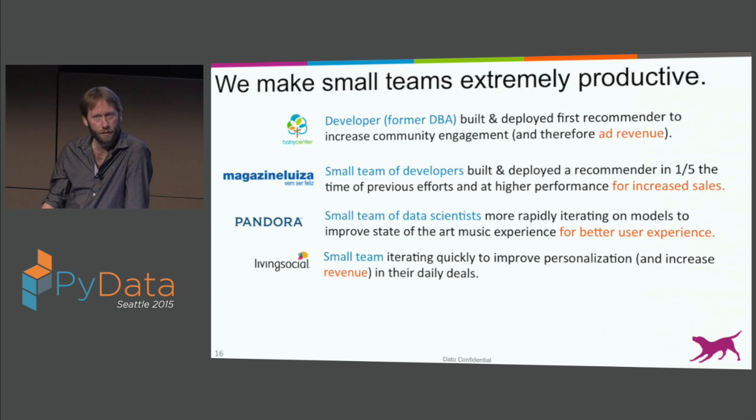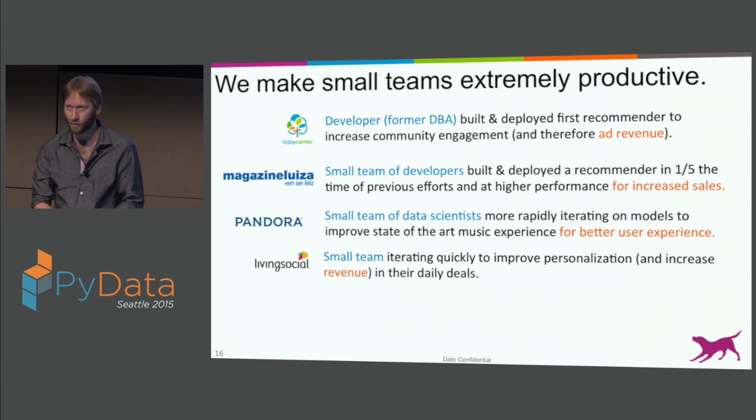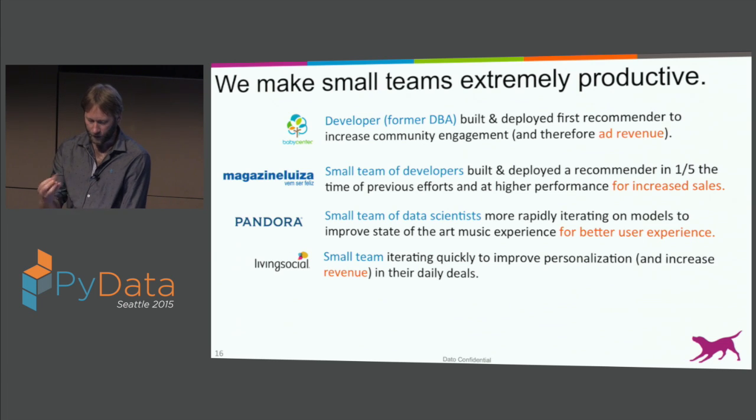Similarly, at Living Social, these guys are targeting their users with personalized emails. So you can think about that either as marketing or personalization. And they're using us to iterate faster.